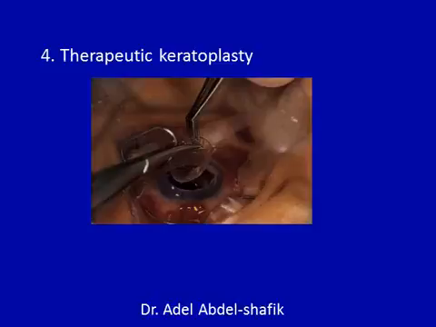Sometimes there is no response, then we can do keratoplasty. In keratoplasty, we take the cornea with all its infection out, and we can even wash the anterior chamber if there is hypopyon in the AC. Then we put a new cornea.